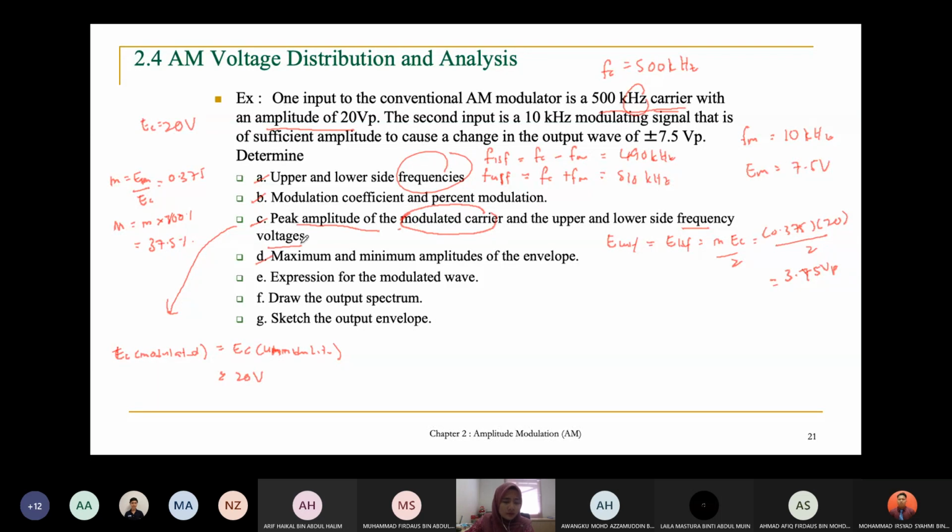And the maximum and minimum amplitude of the envelope, this is Vmax and Vmin. Try and calculate Vmax and Vmin. It is quite hard for me to write it here, so I hope that you can calculate it by yourself. Vmax is EC plus EM. Vmin is EC minus EM. Give me the value for Vmax and Vmin.